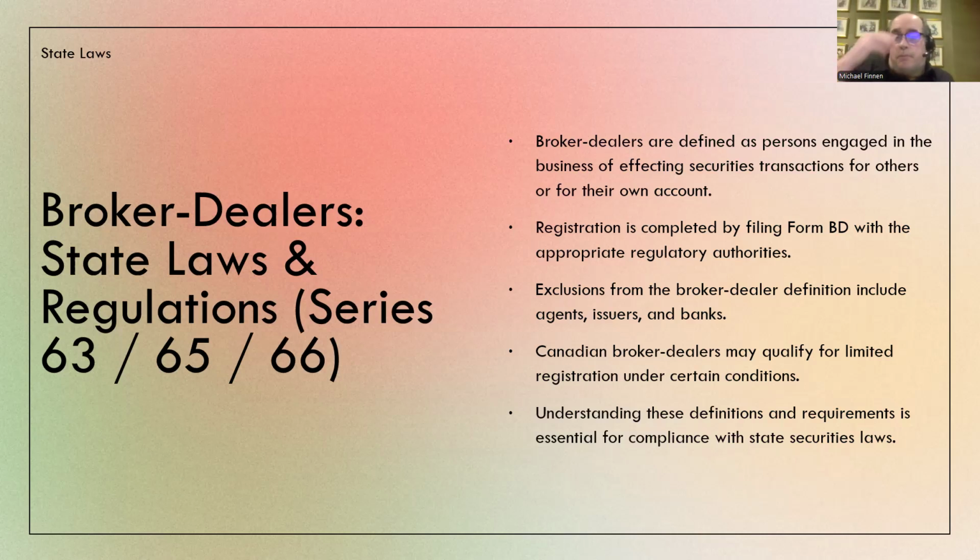And again, exclusions from broker-dealer include agents, issuers, banks. What does that mean? Obviously, an agent is not a broker-dealer. An agent is somebody who represents a broker-dealer. The issuer, which are obviously the government, municipals, treasuries, or corporations, they are not broker-dealers, but you can have an agent for an issuer, which we'll get into later. And also, banks are not considered broker-dealers unless they're a bank holding company. Banks are excluded because they have their own banking laws. But if it's a bank holding company, that is not excluded.